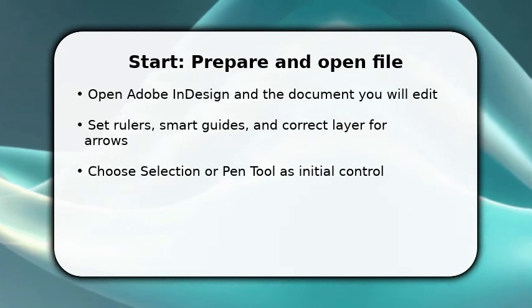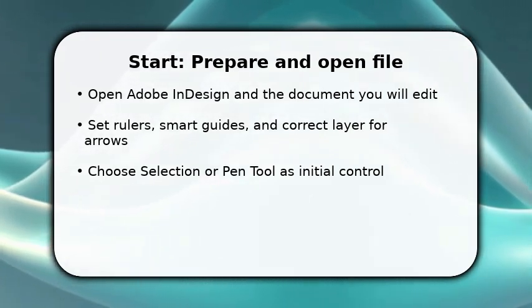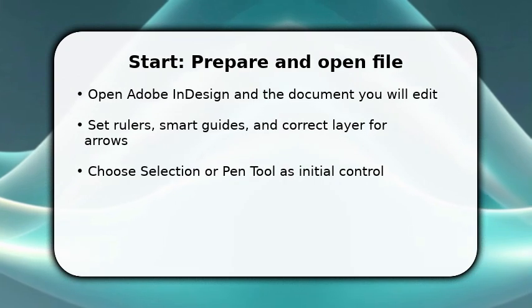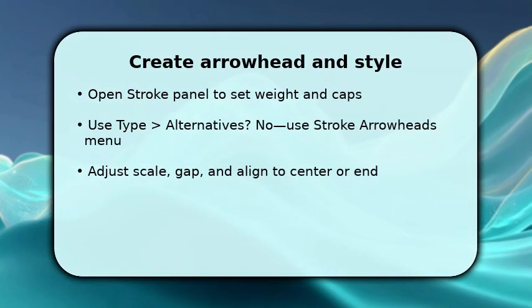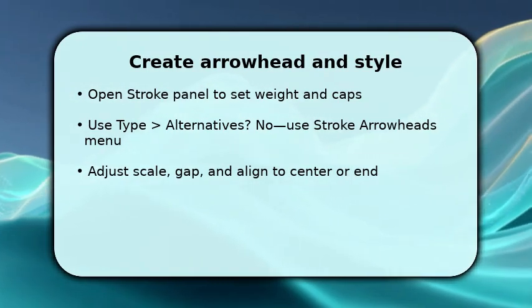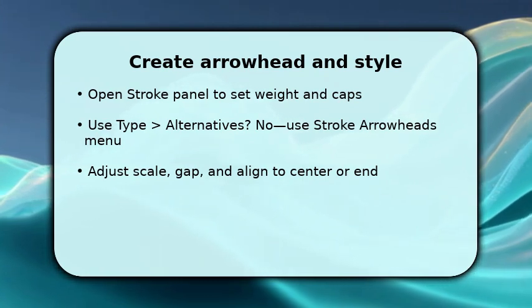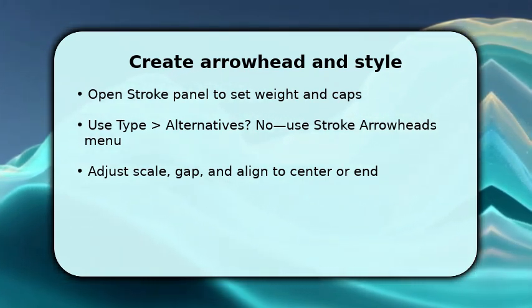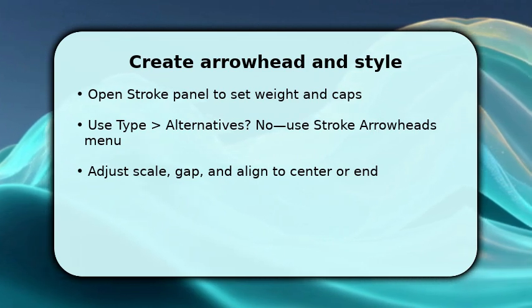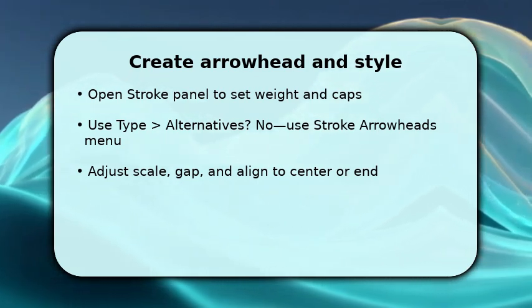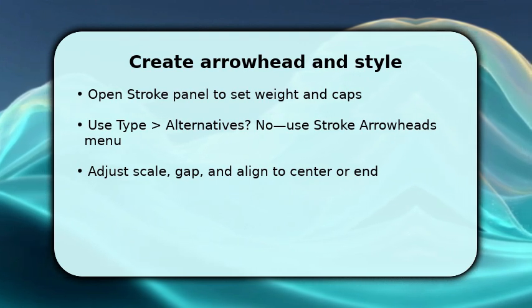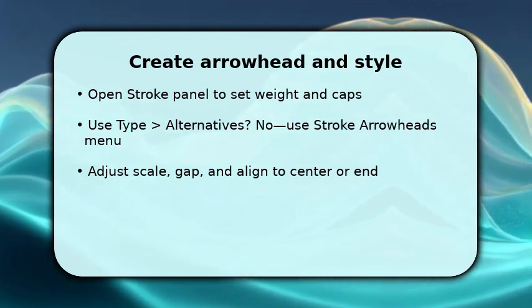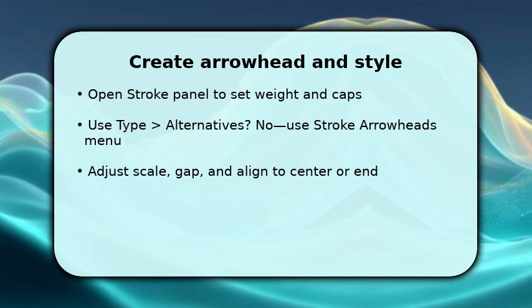Once you have a path, keep it selected before you add stroke settings because the next steps apply to the current shape. Now that your path is selected, open the stroke panel to set a visible weight and choose rounded or butt caps for a clean look. Then expand the arrowheads menu inside stroke, pick a start or end style, and note the scale percentage controls size. You can reverse direction if needed and tweak the gap to prevent overlap with shapes.